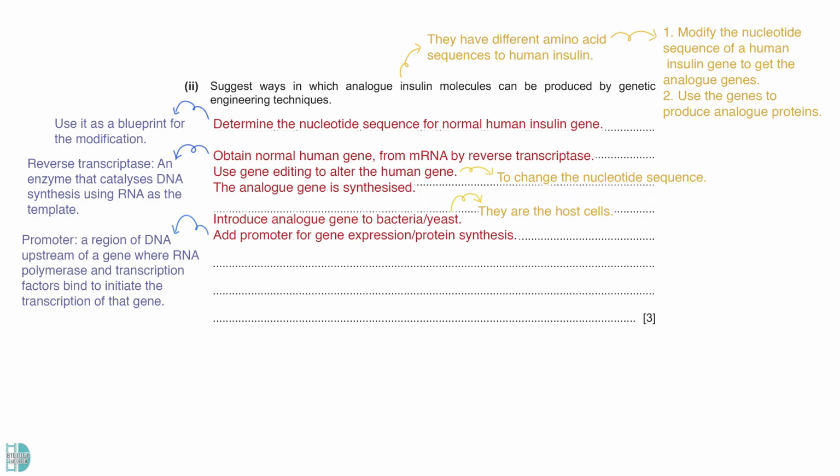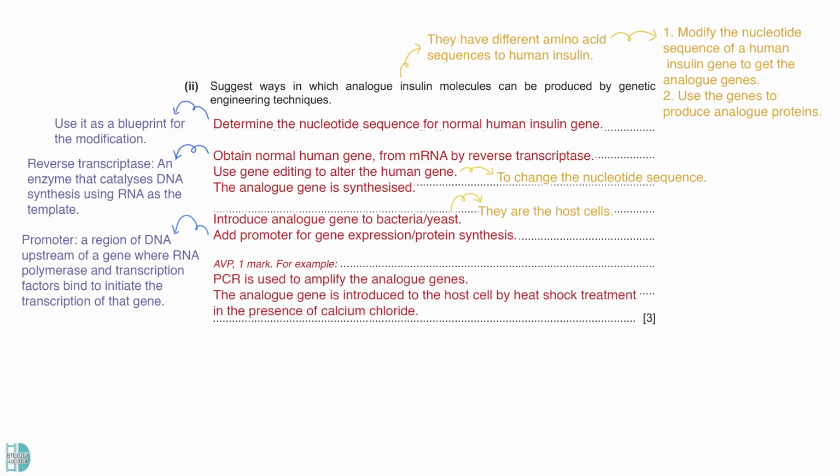A promoter must be added so the gene can be expressed. A promoter is a region of DNA upstream of a gene where RNA polymerase and transcription factors bind to initiate the transcription of that gene. There is a mark for AVP.